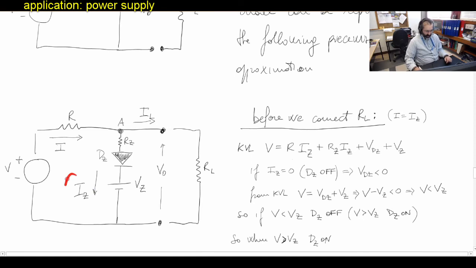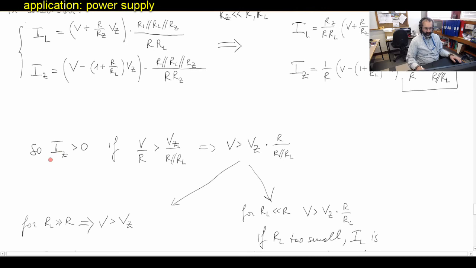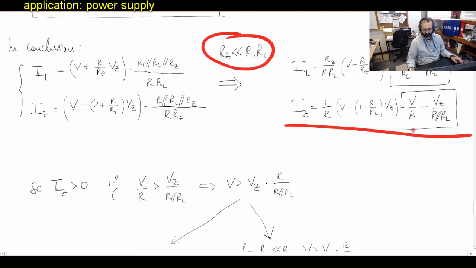So, let us suppose that IZ must be positive. We now want to find out how much V should be compared to the parameters of the circuit to make sure that we remain in the breakdown operation, zener operation. So if we look at IZ now, under the assumption we've made that RZ is very small, IZ is this thing here. And so we can write that IZ bigger than zero means this.